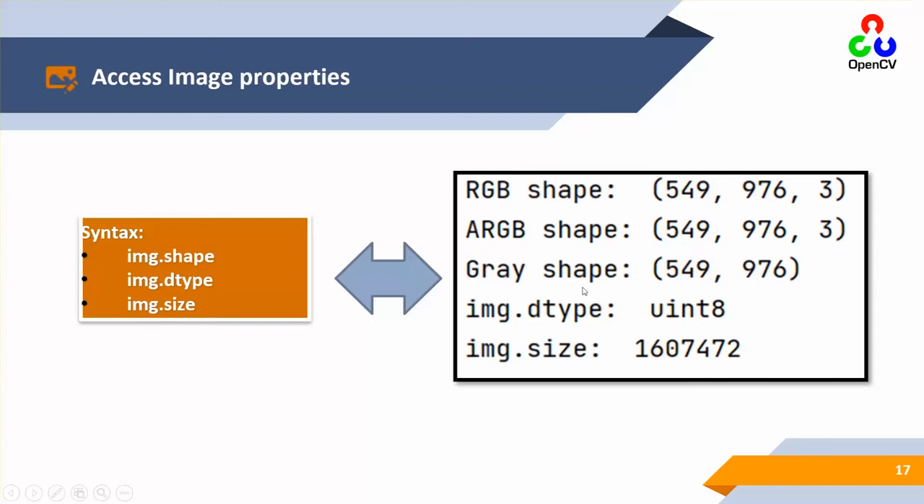Then we have grayscale. Because I have already explained that grayscale has only one color channel, there is no need for the comma one, so it's just showing the number of rows and the number of columns.